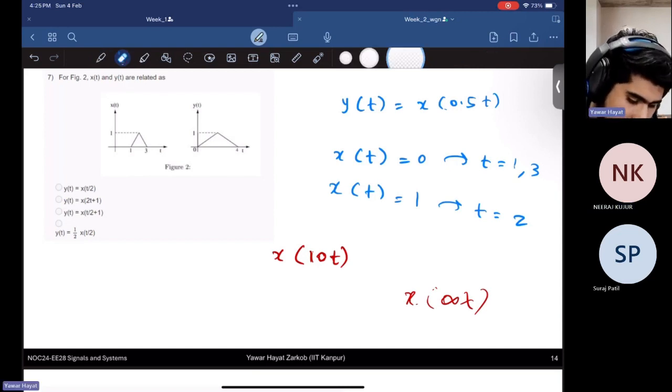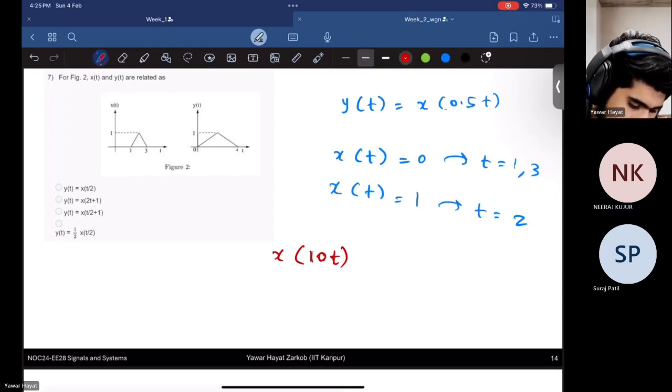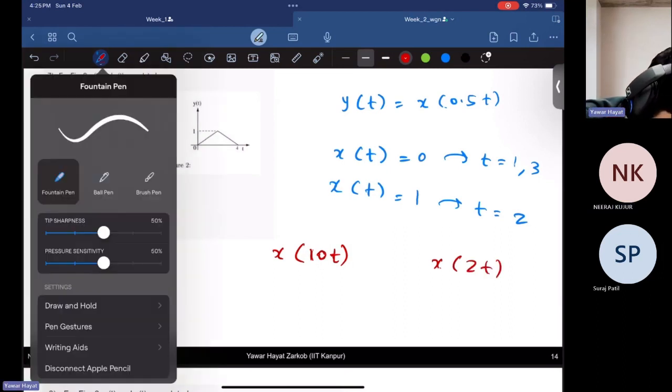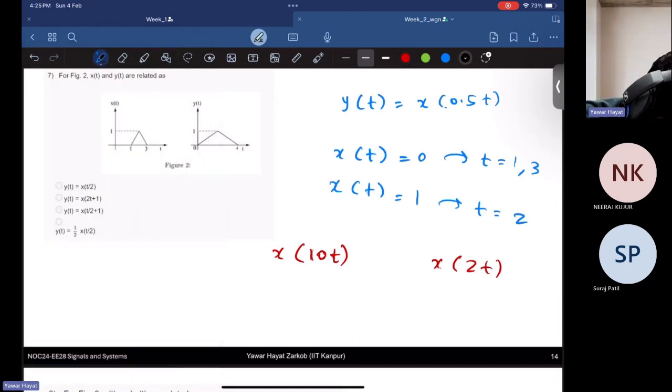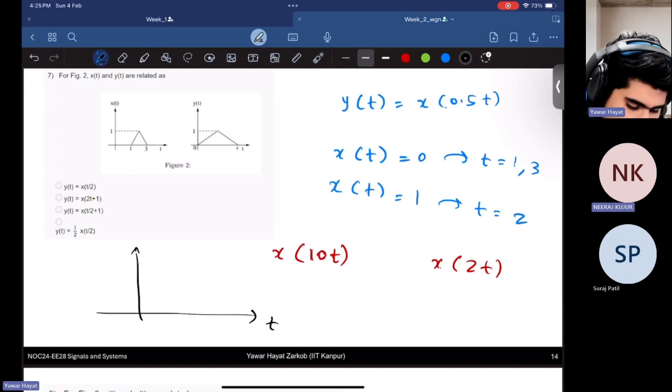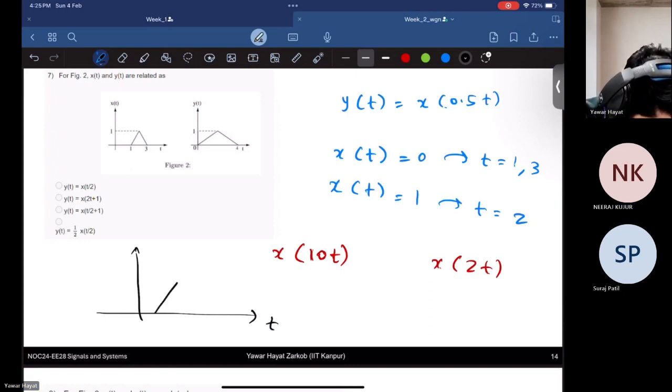Because what, see, suppose you have this x of 2t, right? Let me draw a signal for this x of 2t that would perhaps clear that out. What would be x of 2t? Help me out. This value would be 0.5. Agreed?